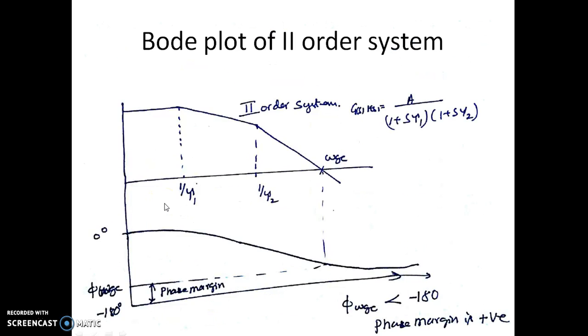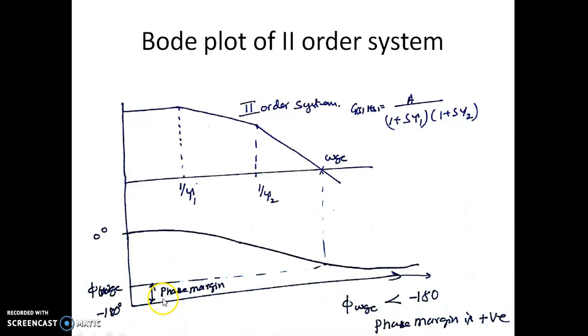Similarly, we have a second order plot. So we have a plot of a second order system with poles at 1 over tau 1 and 1 over tau 2. Their cutoff frequencies are here; this is minus 20 per decade, this is minus 40 per decade, those two are the slopes, and this corresponds to the gain crossover frequency. So corresponding to this frequency omega gc, we have a phase which is given by phi of omega gc.